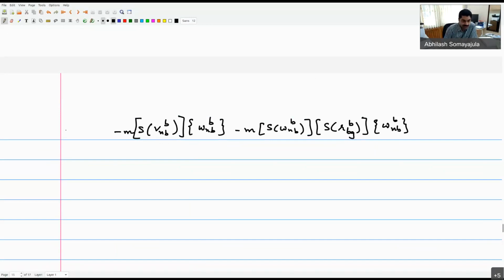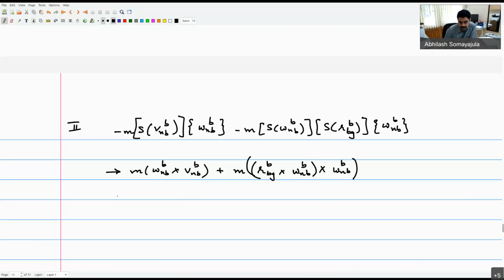Just to compare, so this is coming from representation number 2. So if I simplify this, this simply becomes m times omega_nb^b cross v_nb^b plus m times r_bg^b cross omega_nb^b crossed omega_nb^b. Everybody with me so far on this?